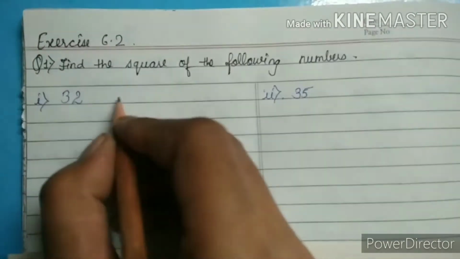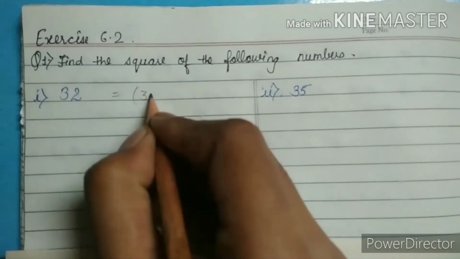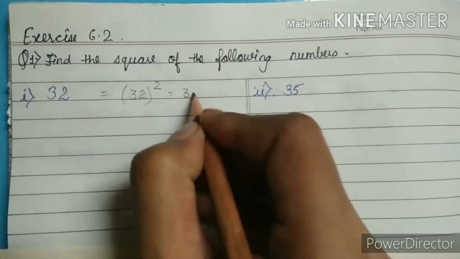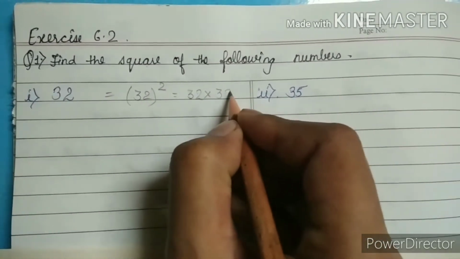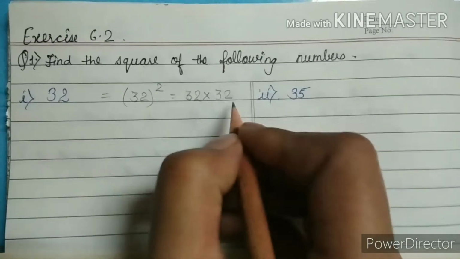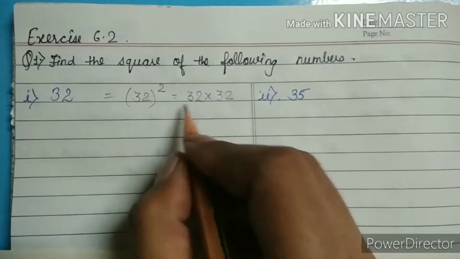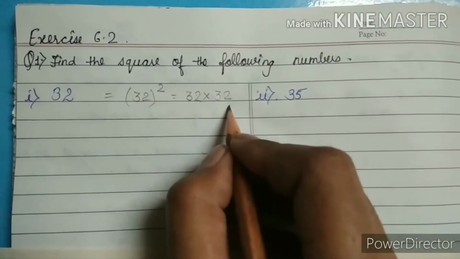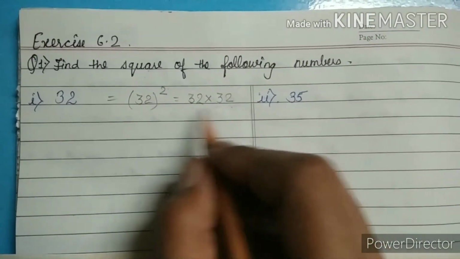So here, 32 square, we can first write it in the form of a square, where 32 will be multiplied by 32. Here is one time and here is the second time. So we can do it in this manner also, 32 multiplied by 32. But we are not doing it in this manner.